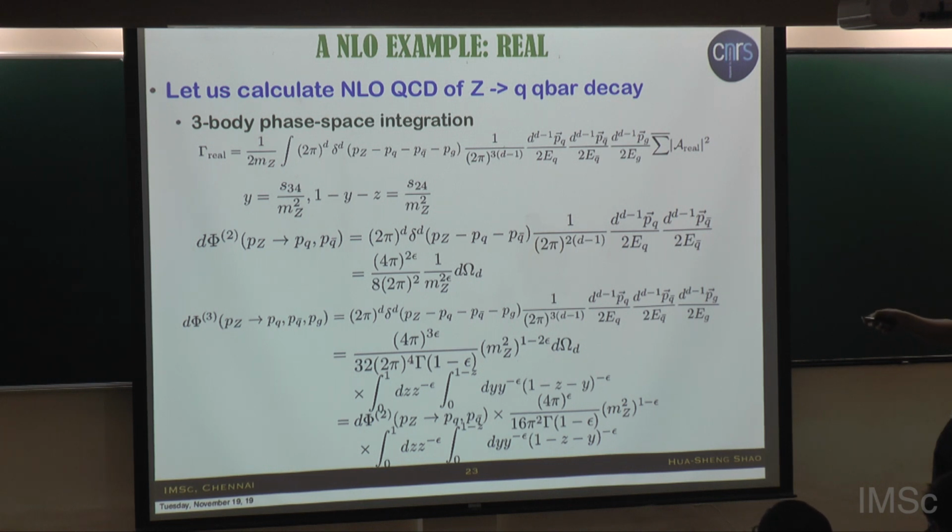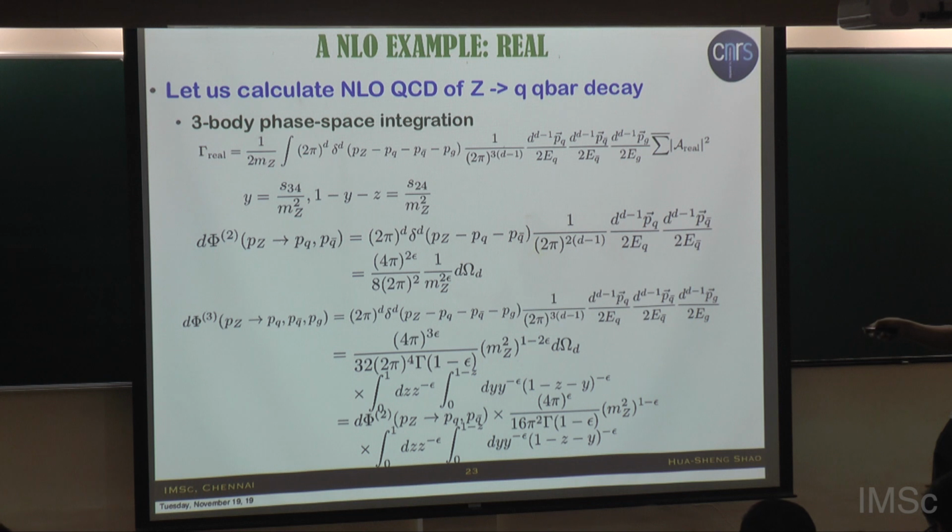And this is flux. So don't worry, the flux is treated differently in the cross section and the width. The conventional way is I try to make my integration quantities dimensionless. So I introduce y equal to S34 over mZ squared, and 1 minus z equal to S24 over mZ squared.